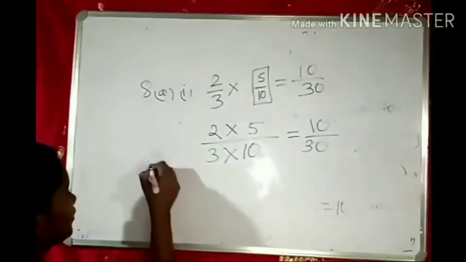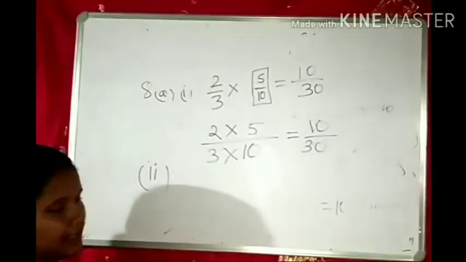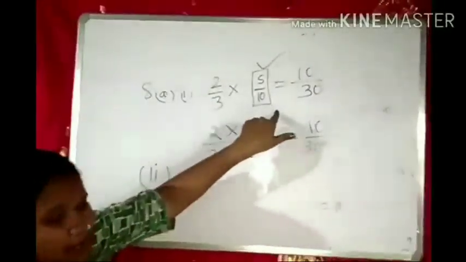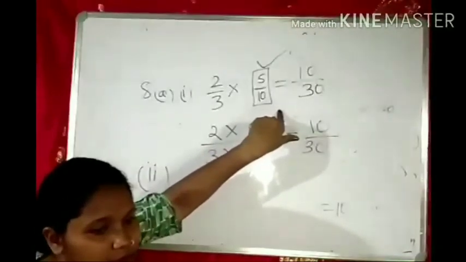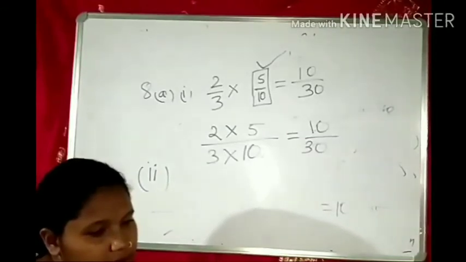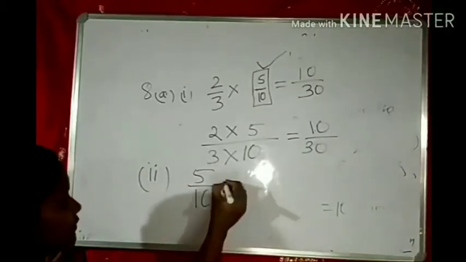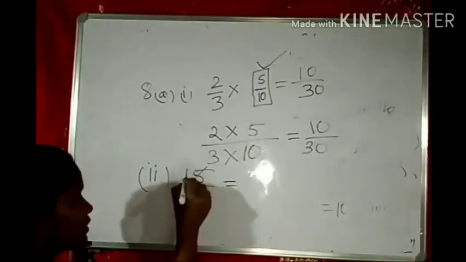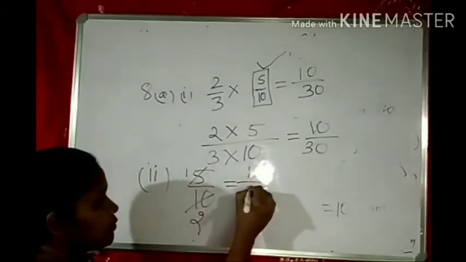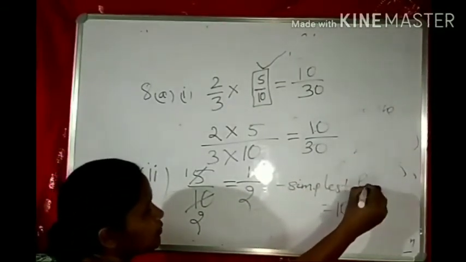Next, part 2, what is given? The simplest form of the number obtained is dash. So we have to find the number obtained, and its simplest form. So let's see. What we have found? 5 by 10. So simplest form, 5 1s are 5, 5 2s are 10. So this much it will be reduced. So simplest form is what? 1 by 2. This is the simplest form.